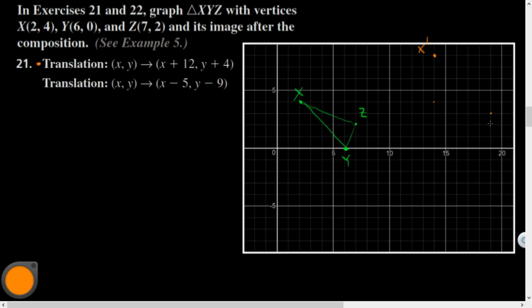Nope, I misplaced it, didn't I? Man, Mr. Wade, be better at your job. Right, and then up 4 from 2 is going to land us at 6. All right, so there's z prime. And for the y, 6 plus 12 is 18, and up 4 is 4 from 0. So here's y prime. And then I'm going to translate yet again.